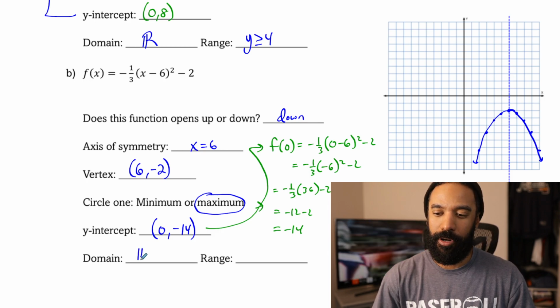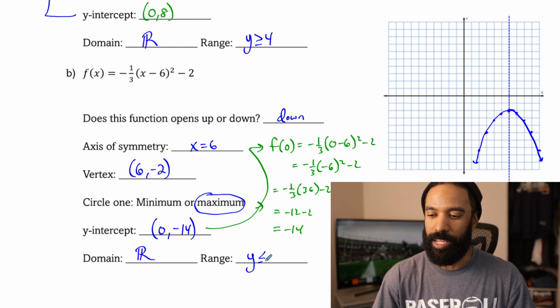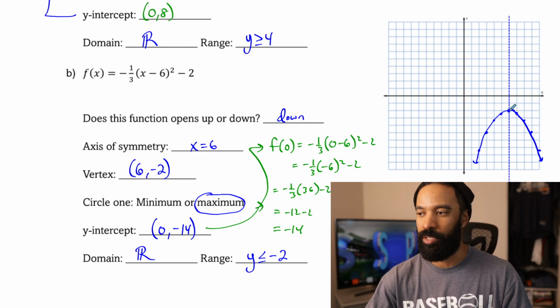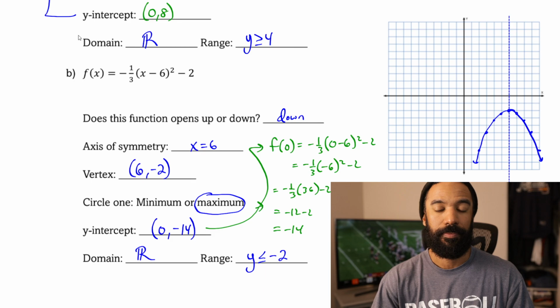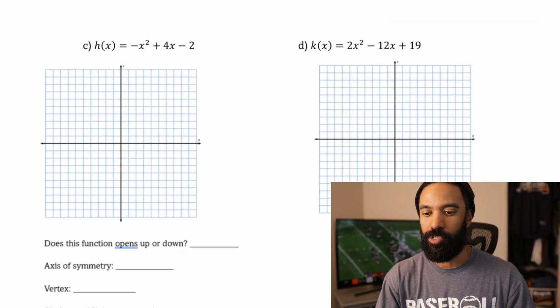Domain is all real numbers. The range is y is less than or equal to negative 2. The negative 2 is the highest point. We go down from there. And that is B. That's the first page. Flip to the second page. We're going to do some of the same stuff.